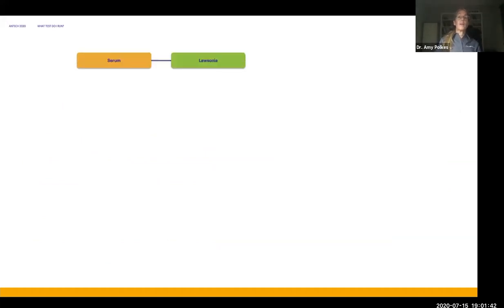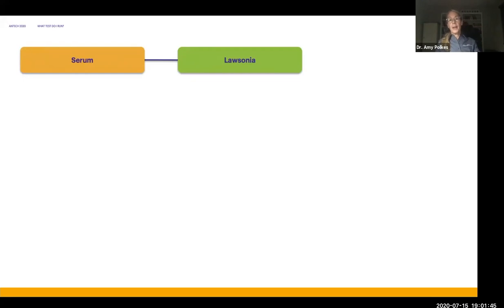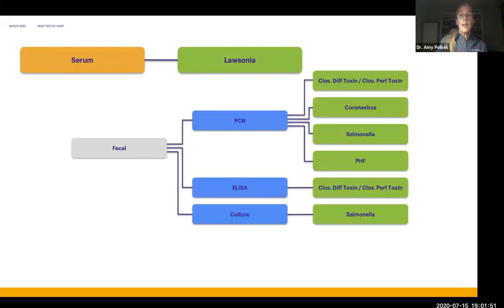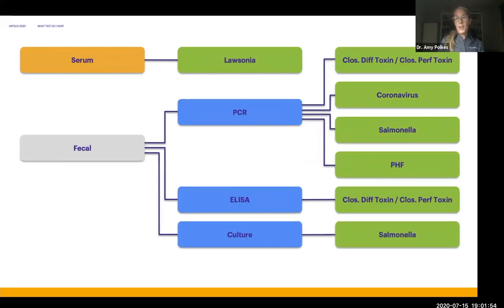So again, to my little diagram here, the only time you're ever going to use serum for gastrointestinal disease would be to test for Lawsonia. If you are going to take a fecal sample and send it in for PCR, most panels will have Clostridium difficile and perfringens, coronavirus, salmonella, Potomac horse fever. It may include other things as well. If it's for a foal, rotavirus and all the other diseases. On feces, if you are going to do an ELISA, that would be the Clostridium difficile toxin assay and the perfringens toxin, and for culture, salmonella.